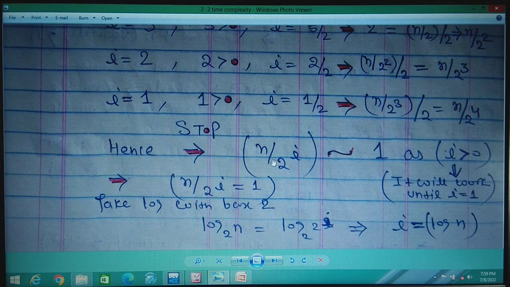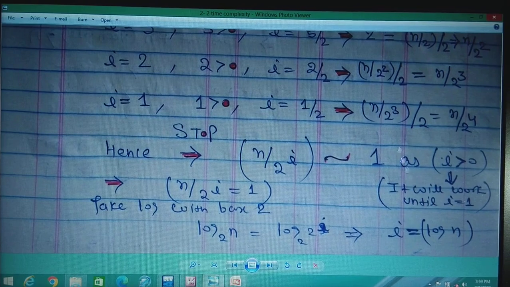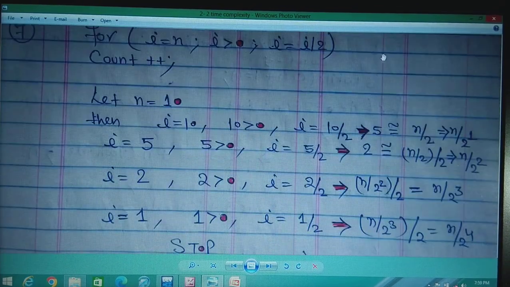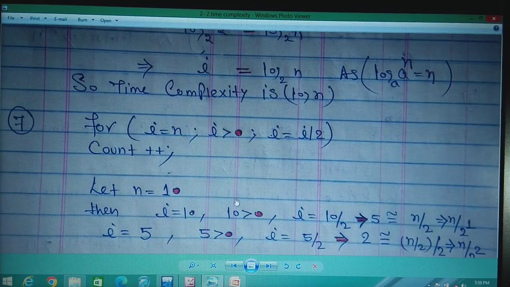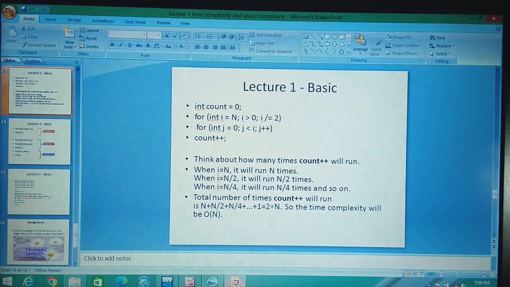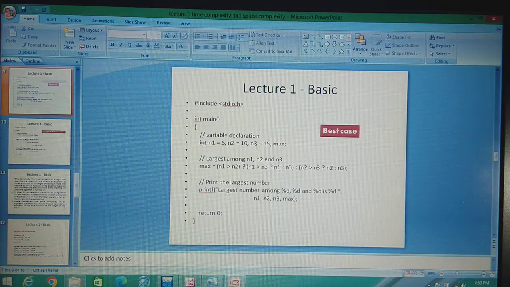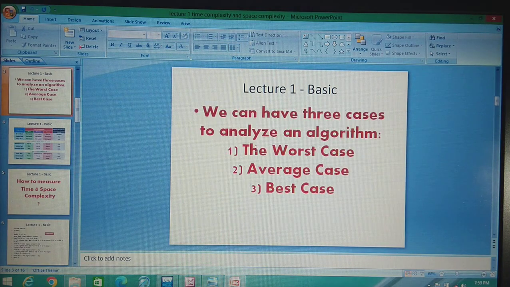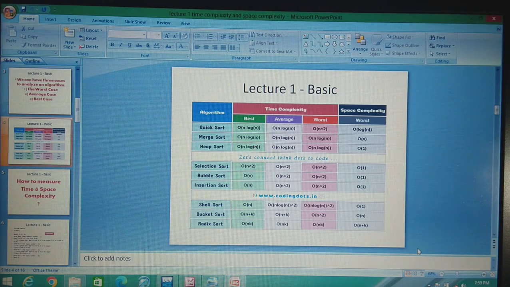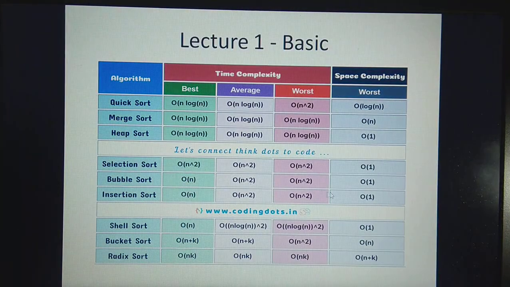So now take log on both sides. Again same, n upon 2 ki power I. This is n is equal to 2 ki power I. When you take log, at last you will get I is equal to log n. So this is a way to find the time complexity of any problem. Here in this problem, what we have shown, I think that you understand how to find the time complexity.